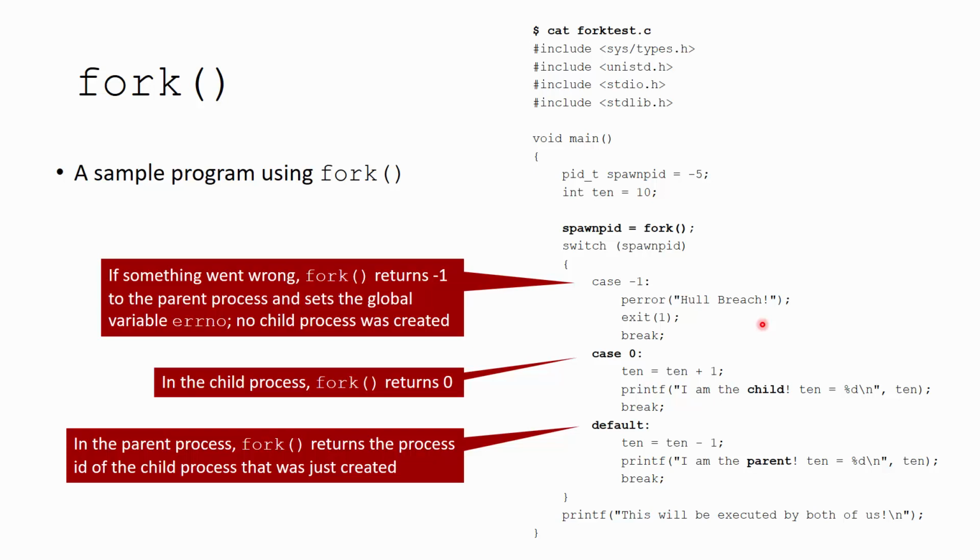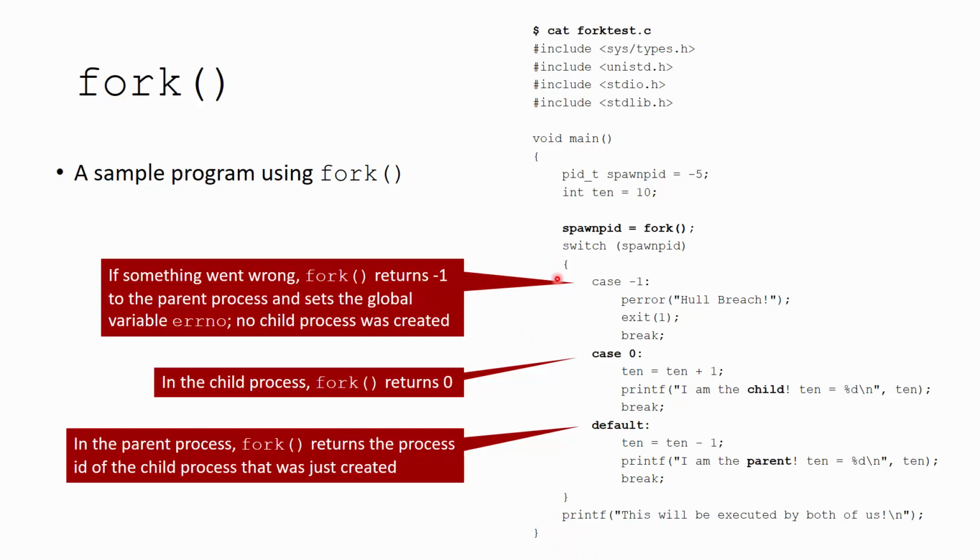So maybe you've exceeded that limit, and so you can't create any more. So that might be a case. Case 0 means that the child is the process that's currently running. So I can take, for example, that variable 10 and add 1 to it, and then I can print out "I am the child," and print out the results of that change to 10, and then exit out. Break exits out of the switch statement, and then I get this print that says "this will be executed by both of us."